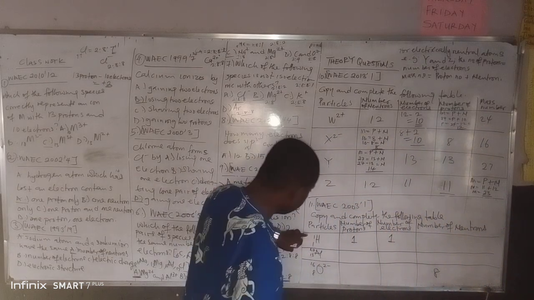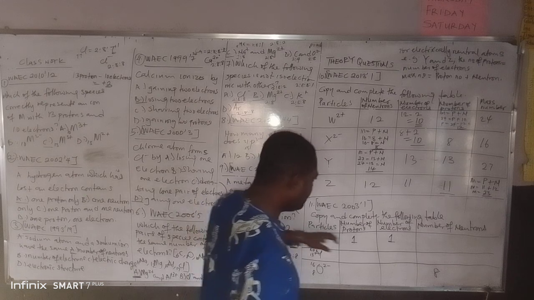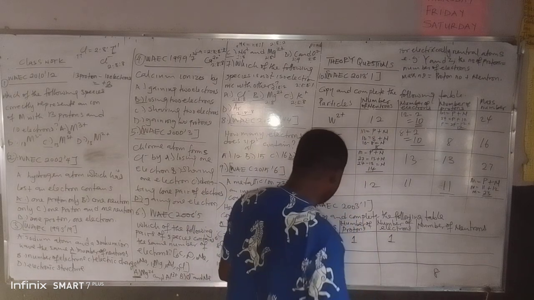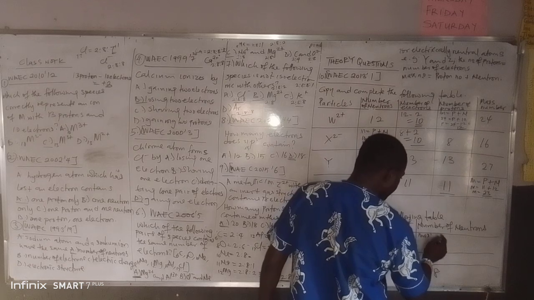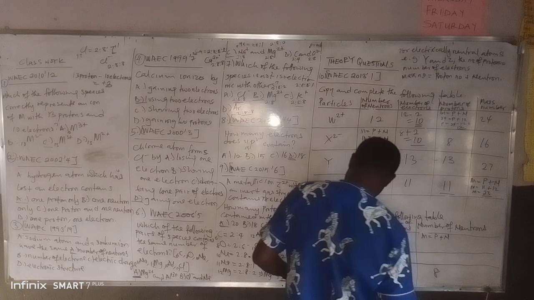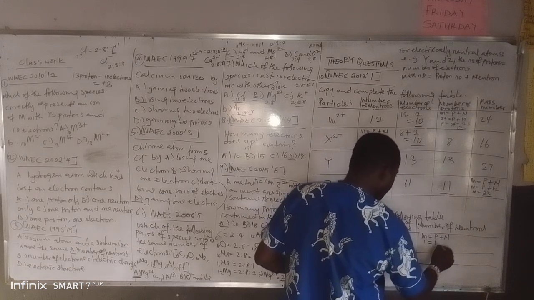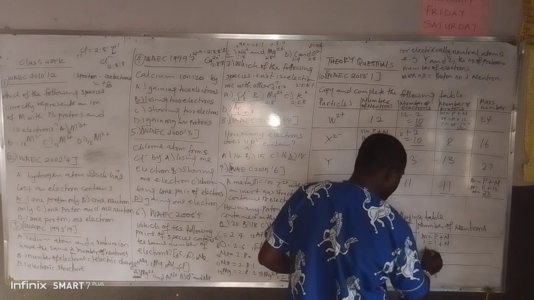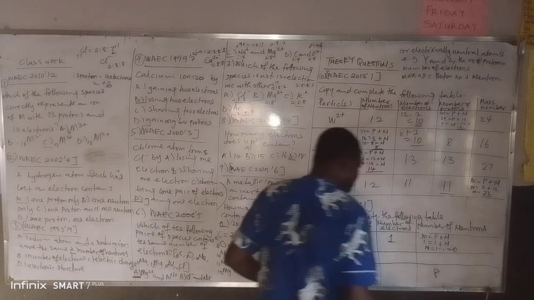Then look at this one. This is hydrogen. Hydrogen, mass number 1, atomic number 1. Then the number of neutrons is going to be what? Don't forget that mass number equals proton number plus neutron number. The mass number is 1. The proton number is 1. So the neutron number will be equal to 1 minus 1, which equals 0. So it has no neutron.